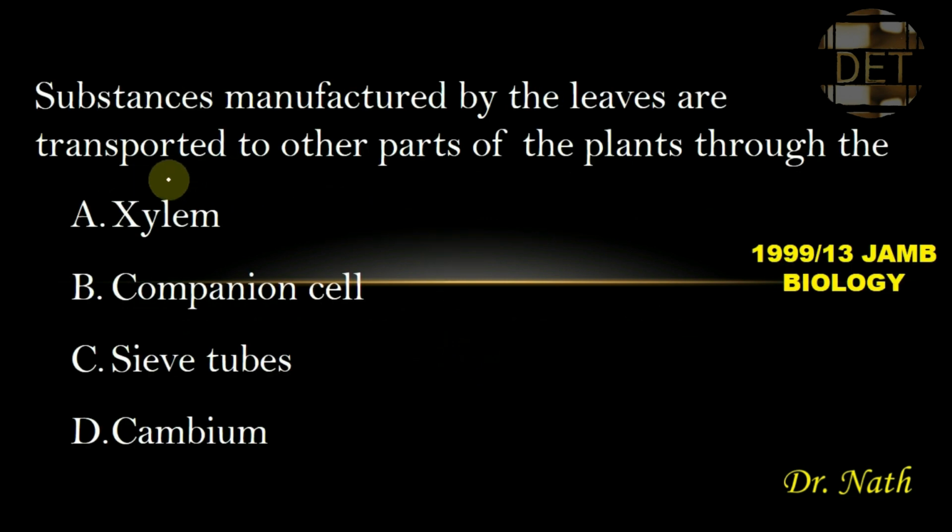So back to the question. Substances manufactured by the leaves are transported to other parts of the plant through the A, xylem, B, companion cell, C, sieve tube, then D, cambium. We should know that the tissue that is responsible for the transport of manufactured substances from the leaf to other parts of the plant is the phloem.